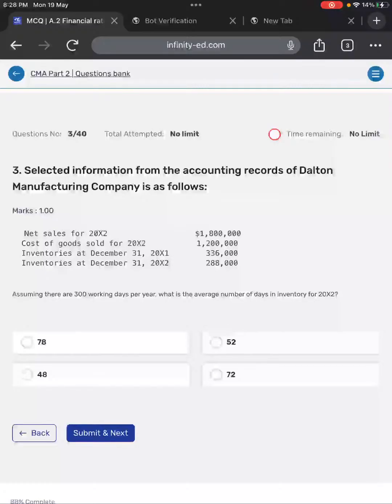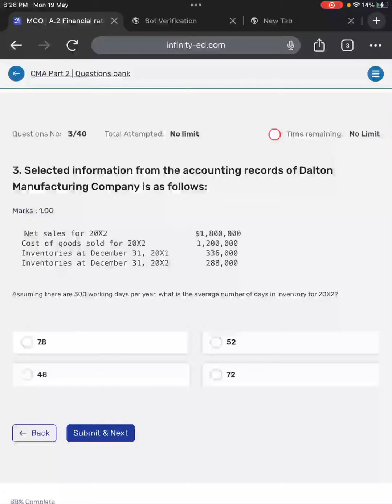First we have to calculate inventory turnover, and secondly we have to calculate days in inventory. That will be the process. To calculate the inventory turnover ratio, we have to first find the average inventory.